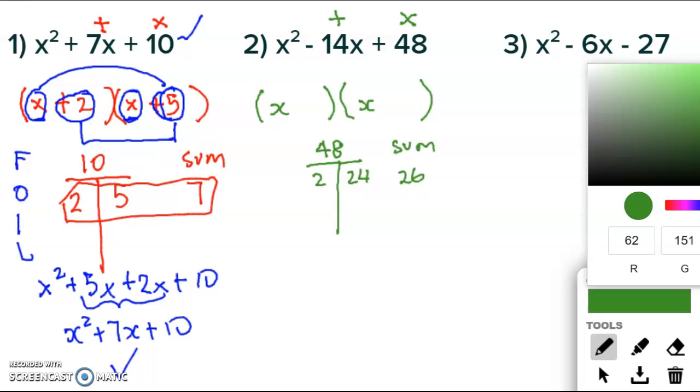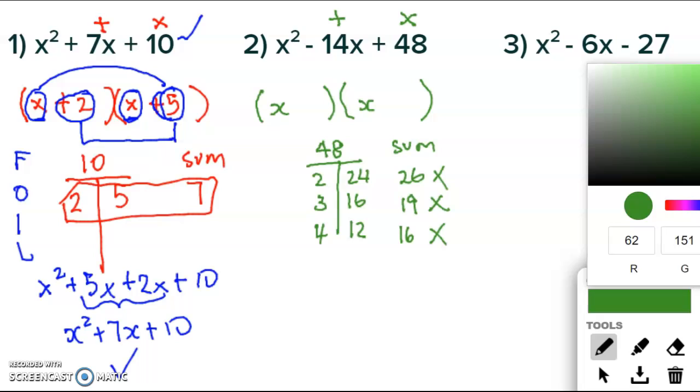Would 1 work? 1 and 48, if I add those, that wouldn't work. What about 3? Is 48 divisible by 3? 3 times 16 is 48, but if I add this, I get 19. So that's no good. All right, so what about 4? 4 times 12 is 48, but if I add this, I am going to get 16. So that's no good. I want 14, not 16.